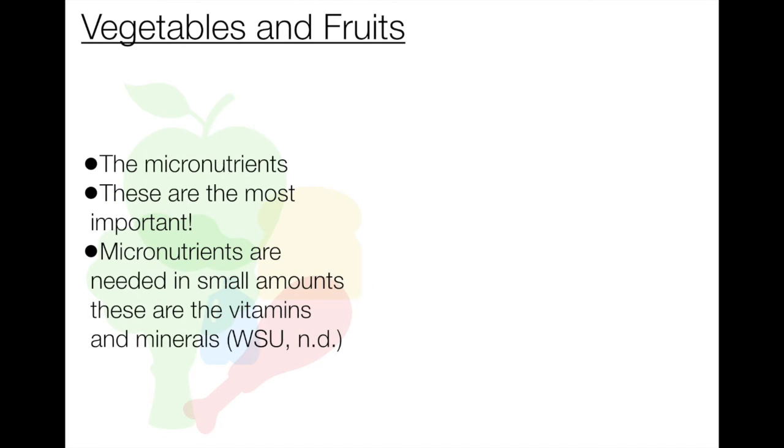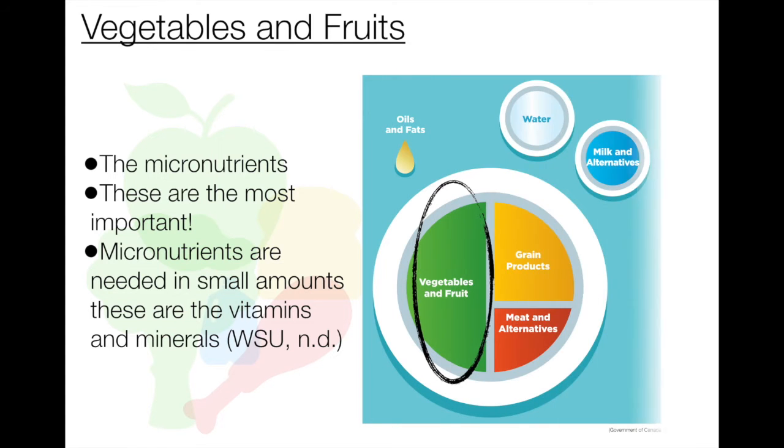So vegetables and fruits contain the micronutrients. Now vegetables and fruits are the most important part of your meal. They should be at least half of your plate, and you should be getting the most servings of these compared to the other ones. So micronutrients are needed in small amounts.